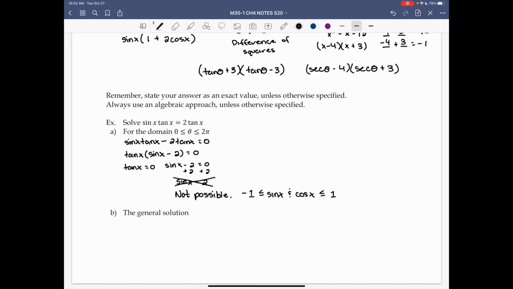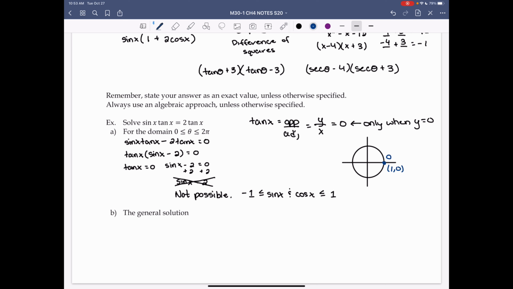So we need to figure out when tan x is equal to 0. Tan x equals opposite over adjacent. On the unit circle, this is the y value over the x value. When is this equal to 0? It would only be when y equals 0. So what we really want to look for on the unit circle is when is y equal to 0. Y is equal to 0 at our x-intercepts, which are at x equals 1, y equals 0. And that has an angle measure of 0 radians. And then if we go all the way around, it has an angle measure of 2 pi radians.